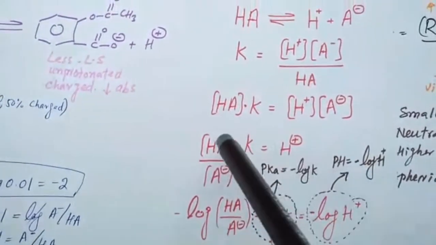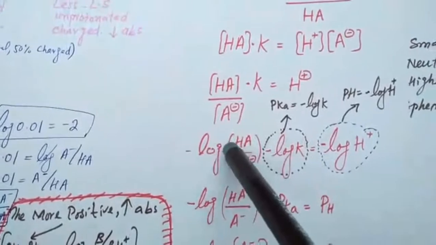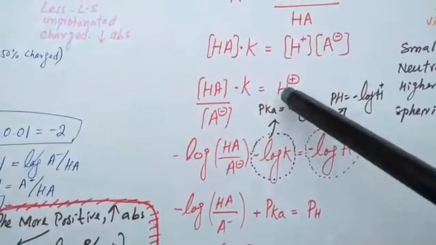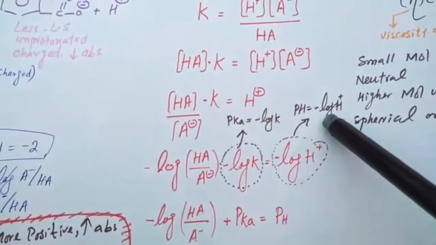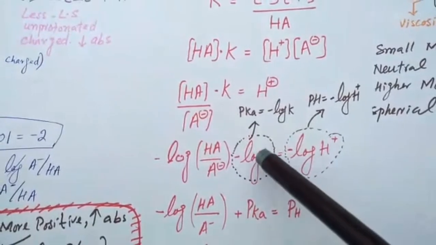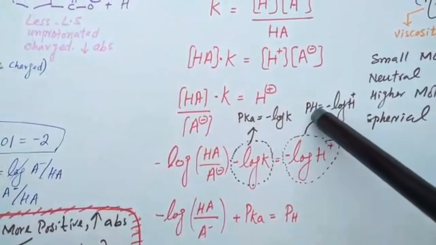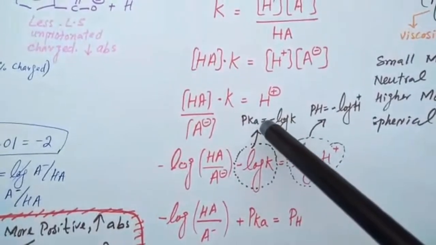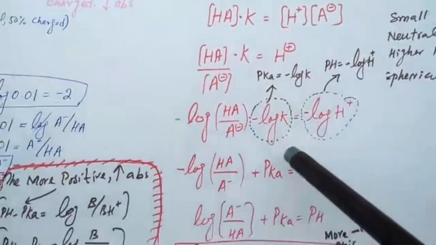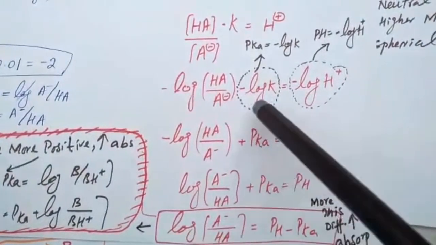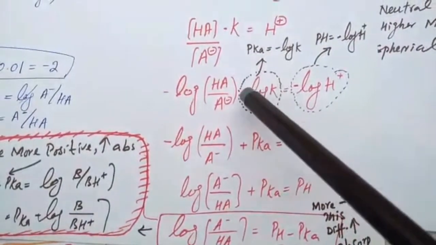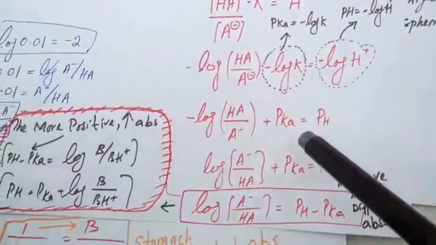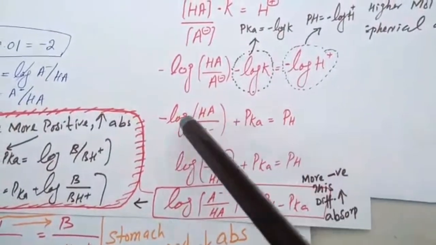Now take the negative log of this side as well as this side. So the negative log of this one minus the negative log of K is equal to the negative log of the proton. The negative log of the proton is equal to pH, and the negative log of K is equal to pKa, the acid dissociation constant. So replace pH in place of minus log H, and pKa in place of minus log K. Now pH is equal to pKa plus minus log.